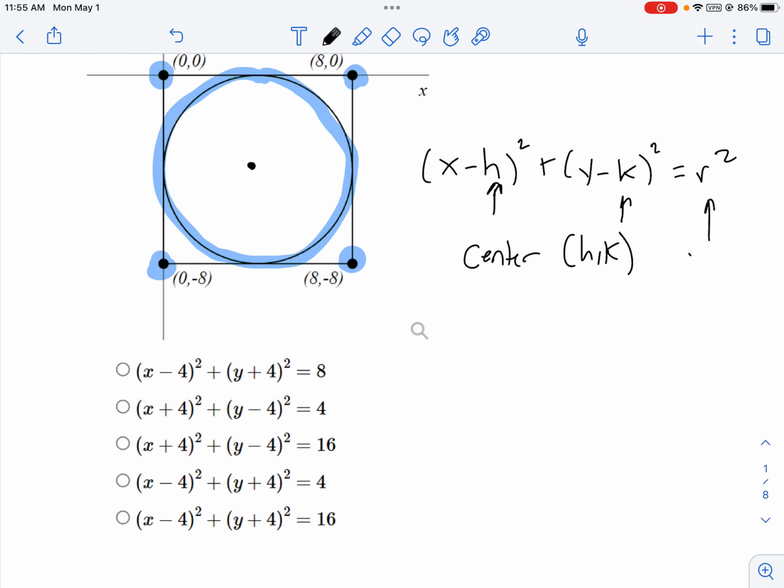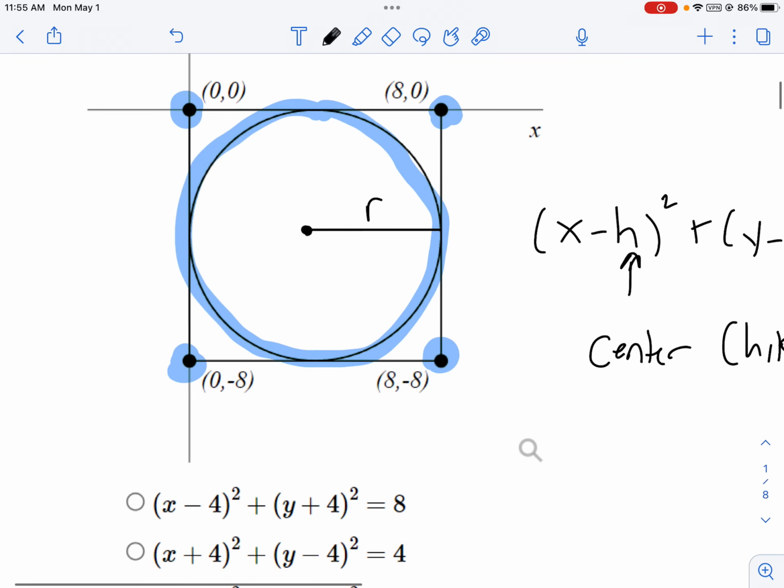And then the r stands for your radius, right? So then we have to know the distance from the center to some point on the outside of the circle, on that circumference. And that's all we need to create this equation. In order to find the center, that's where we use the vertices of the square, because we know the vertices are in a few different places.